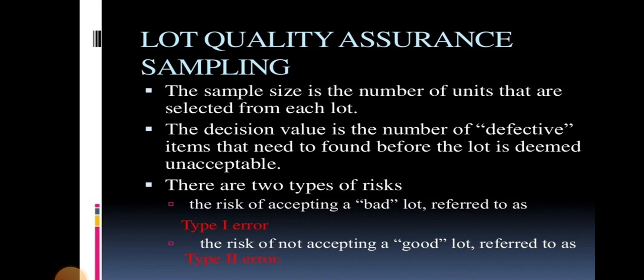Here the sample size is the number of units that are selected from each lot. The decision value is the number of defective items that need to be found before the lot is deemed unacceptable. There are two types of risk here. First is the risk of accepting a bad lot, referred to as type 1 error, and the risk of not accepting a good lot is referred to as type 2 error.